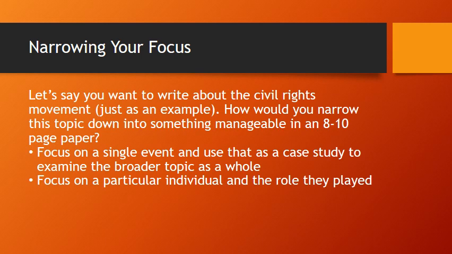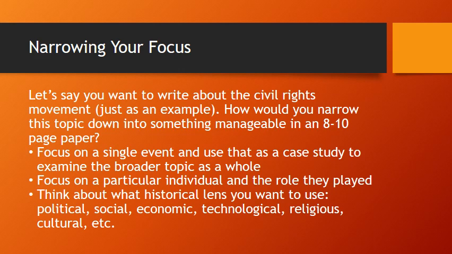Finally, another way that you can narrow your focus is to think about what historical lens you want to use. Historians, when they are approaching a topic, typically tend to look at it from a particular historical lens. And oftentimes this historical lens is what kind of historian they are. So there are political historians. There are social historians, people who look at the way different groups interact in society. For example, historians who look at gender relationships, or historians who look at race relationships.